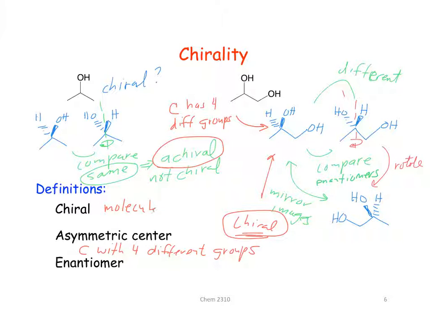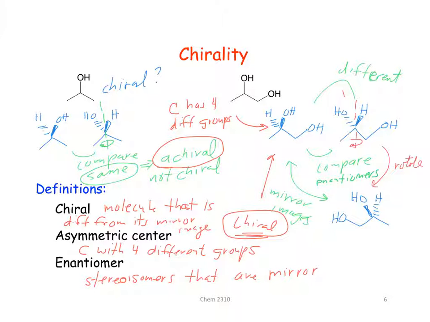A molecule that is different from its mirror image. All right? And the mirror image that it's different from are the enantiomers, and we can call them stereoisomers that are mirror images.